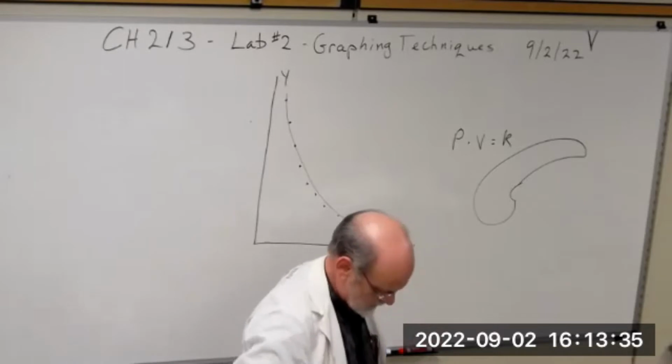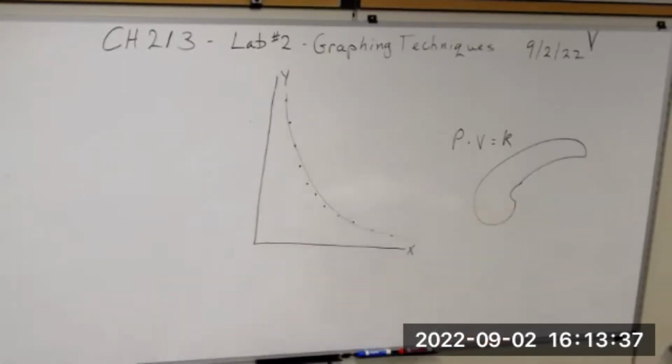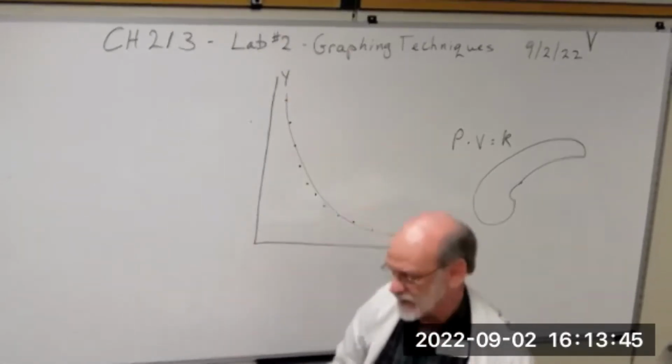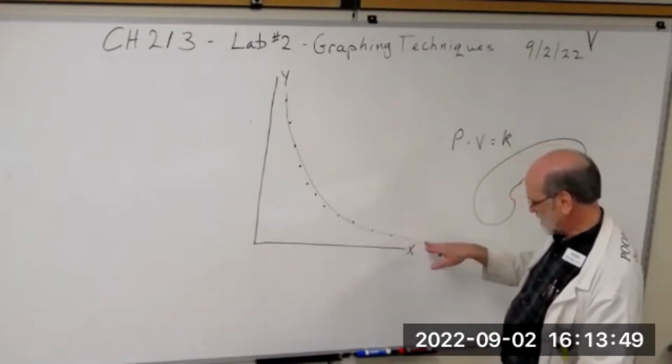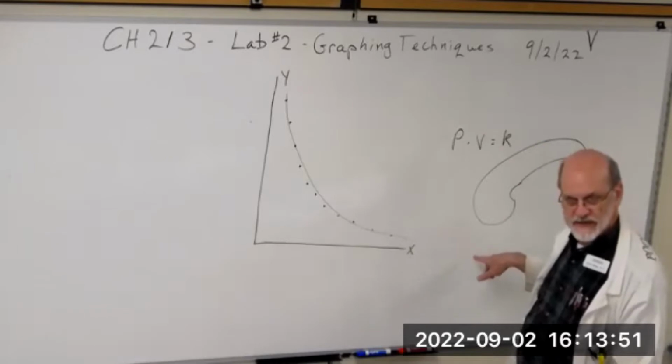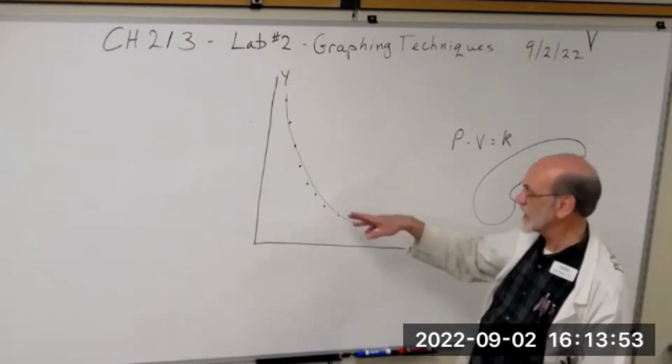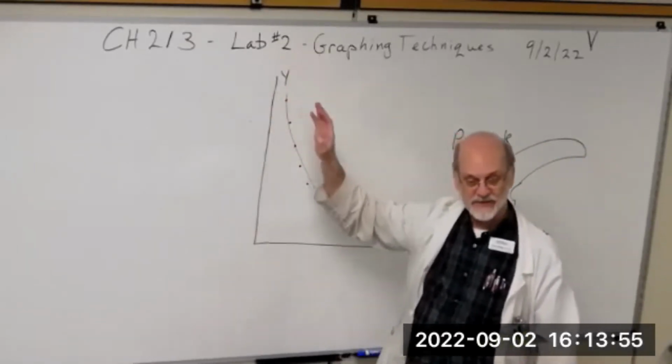It's called a hyperbola. Hyperbolas have an interesting characteristic. This tail here will never touch the x-axis. And this tail will never touch the y-axis.